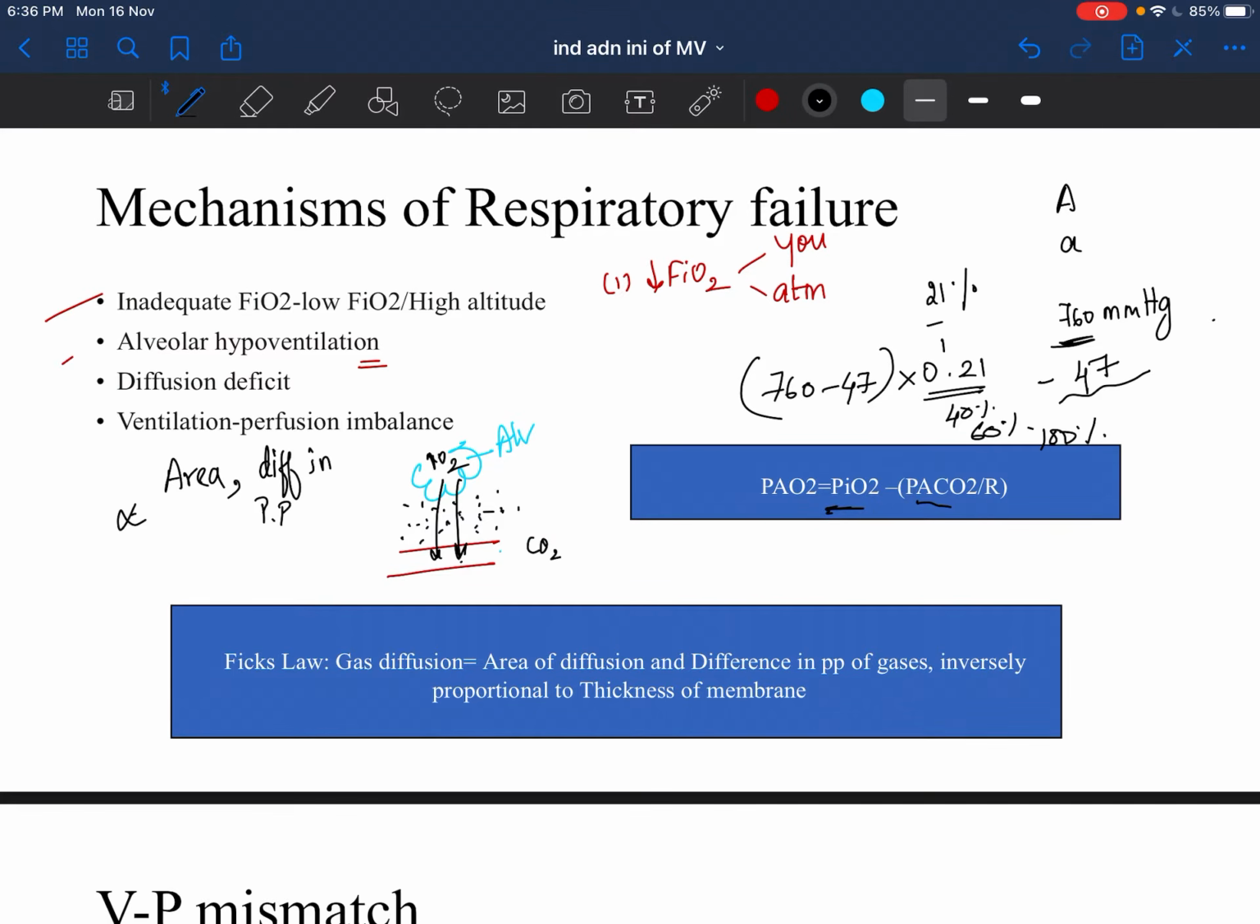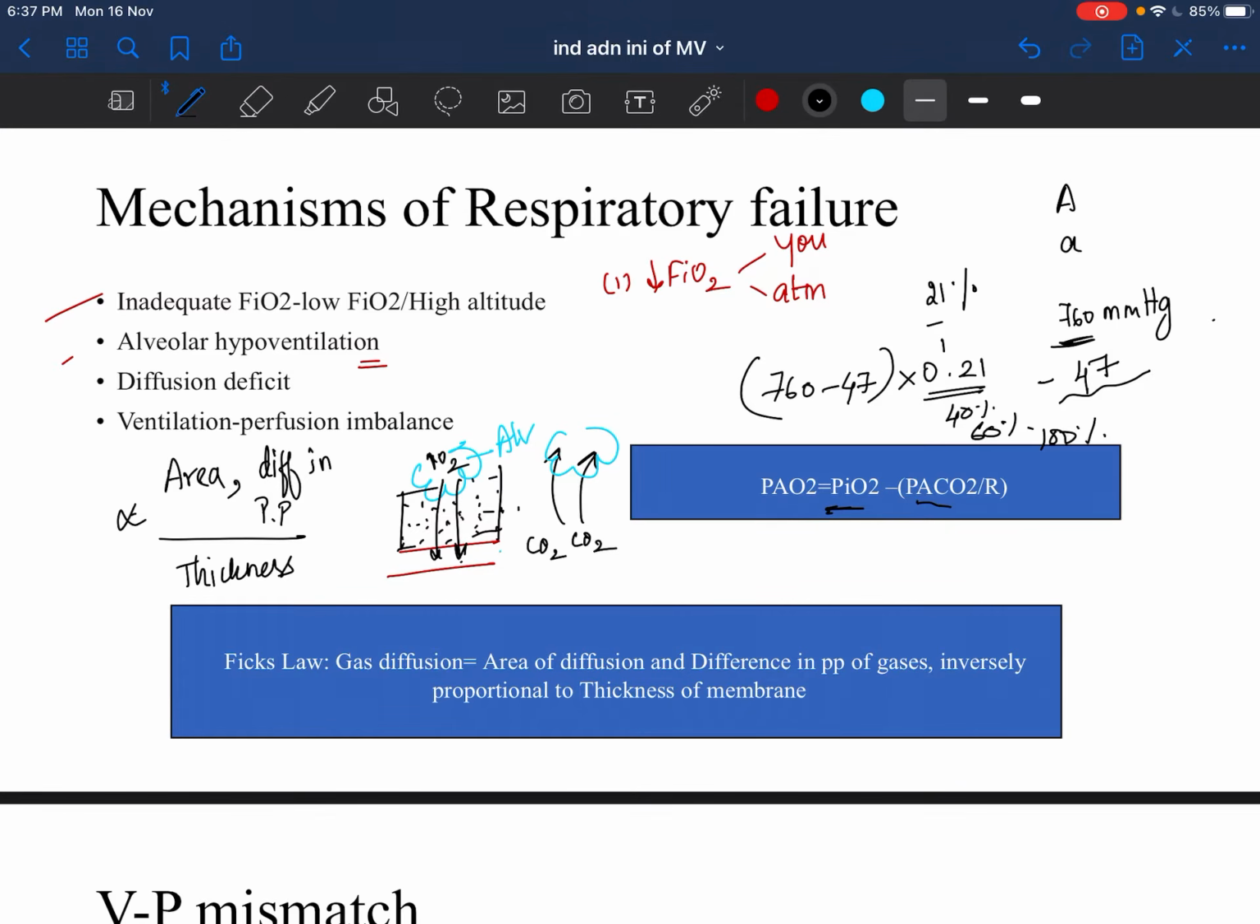Your blood has too much carbon dioxide concentration compared to alveoli. That's why it goes into alveoli, isn't it so? So difference in partial pressure is also important. And gas diffusion is inversely proportional to the thickness of the alveolar capillary membrane. If the membrane here is too thick, then again you will have problems in gas exchange. This diffusion defect usually affects oxygen more than carbon dioxide, because carbon dioxide is a more easily diffusible gas.